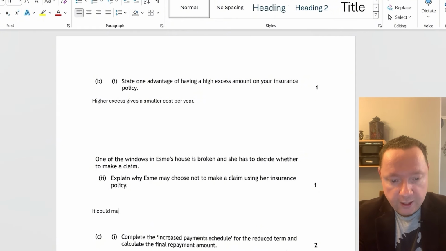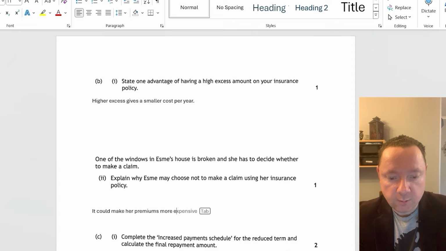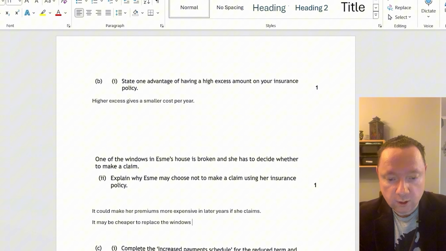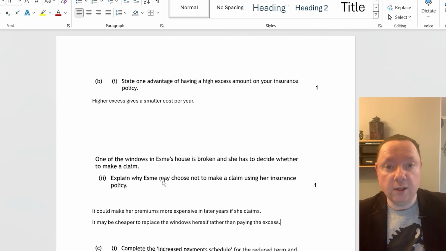It could make her premiums more expensive in later years if she claims. It could be a reasonable option, or maybe you would say that it may be cheaper to replace the windows herself rather than paying the excess. Could be something like that as well.